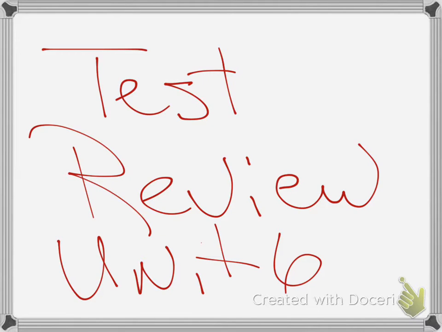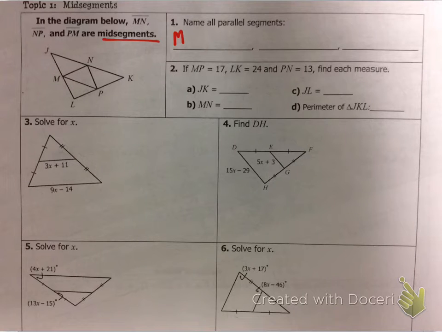Okie dokie, let's get it going. We have test review unit 6, and we're going to get started with the first problems. What are we going to talk about? That is a good question. What are we showing here?